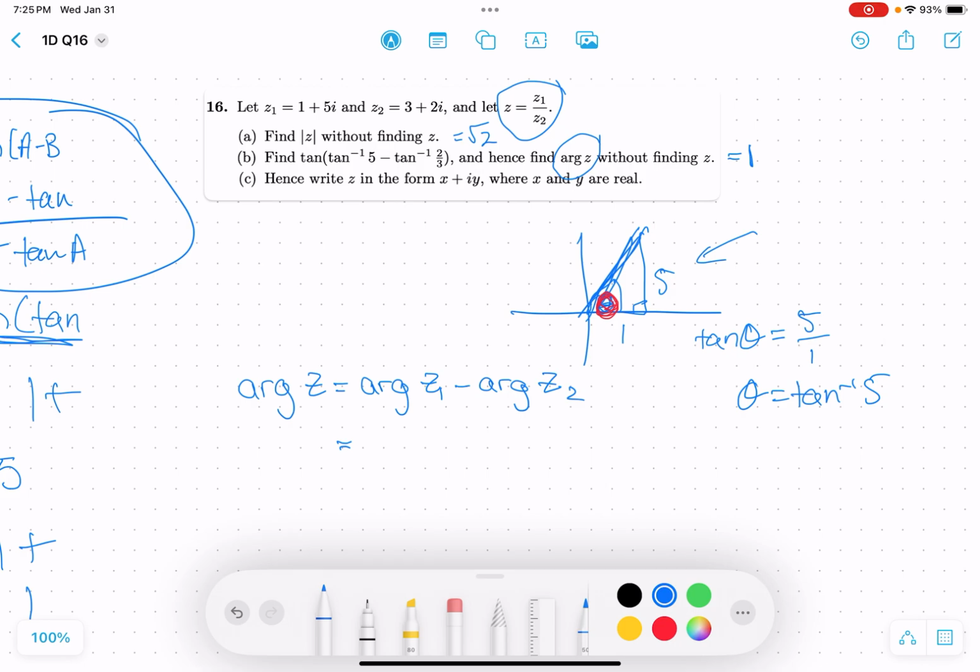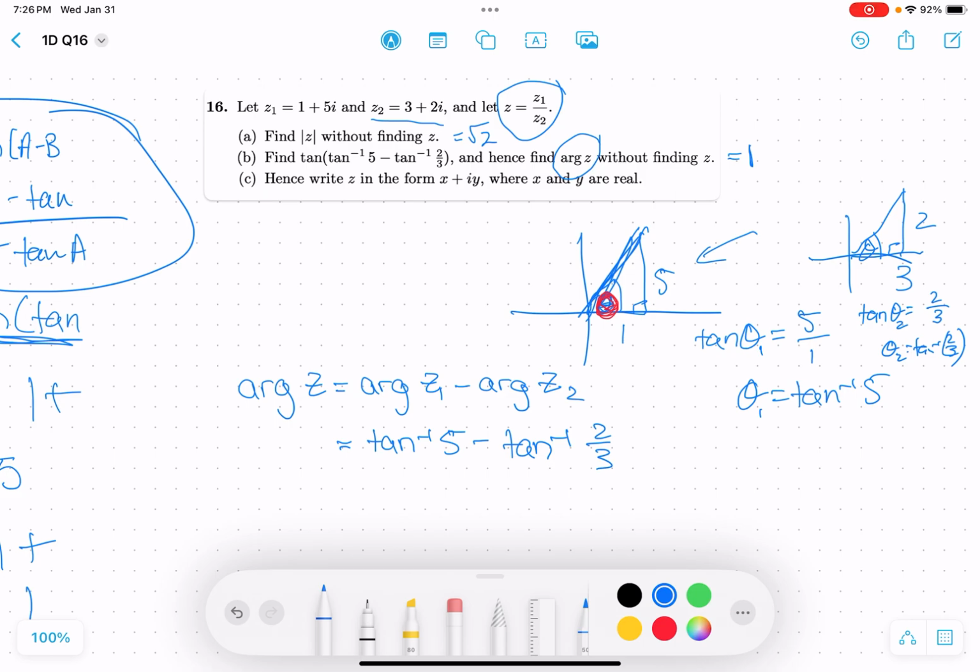The other one, z2, is across 3 and up 2, if you think about it. So there it is. For that one, tan theta, I should call it theta 2 and this theta 1, is rise on run. So therefore theta 2 is inverse tan of 2/3. Hope that makes sense. So let's go back. The argument of z1, which is theta 1, is inverse tan 5, and the argument of z2 is inverse tan of 2/3.